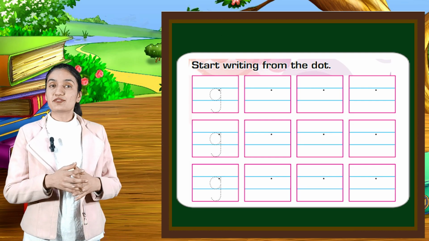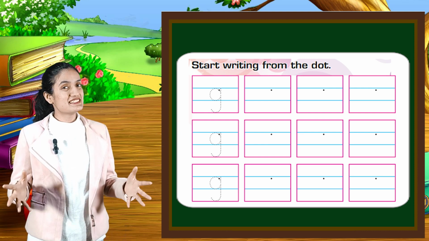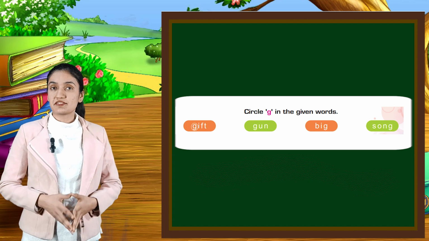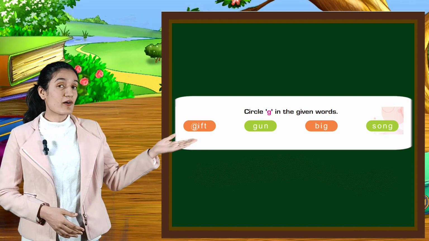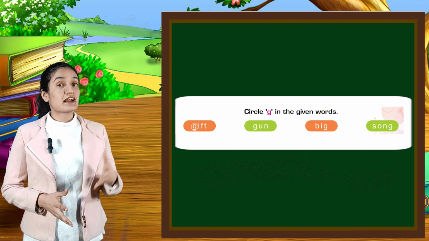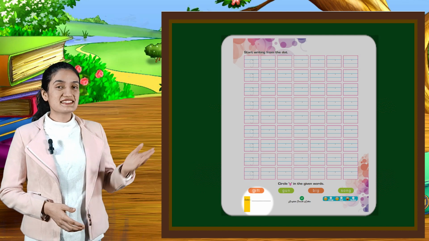Start writing from the dot. Here you can see a dot and start write G. Circle G in the given words. Gift, gun, big, song. So students, हमें G ढूंढकर G को circle करना है and write here date.